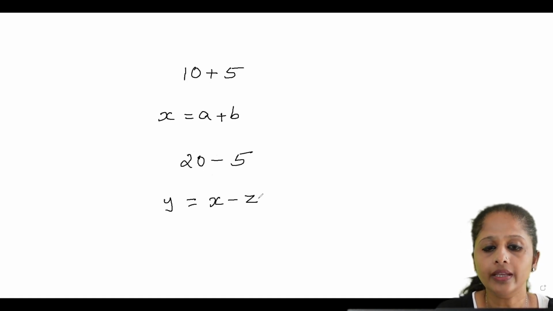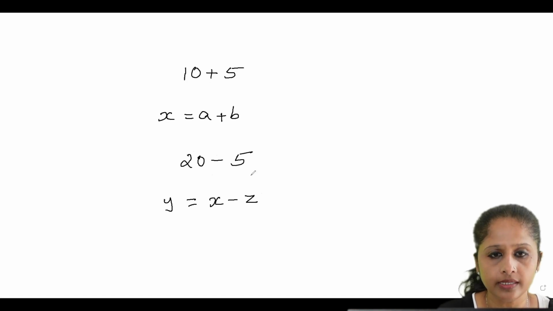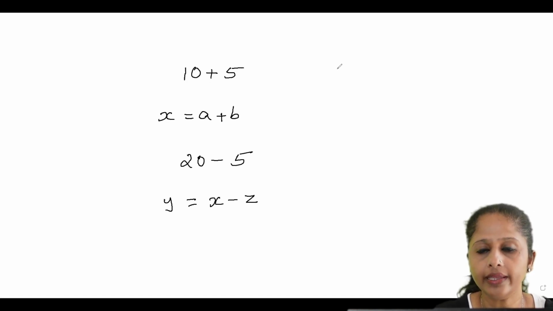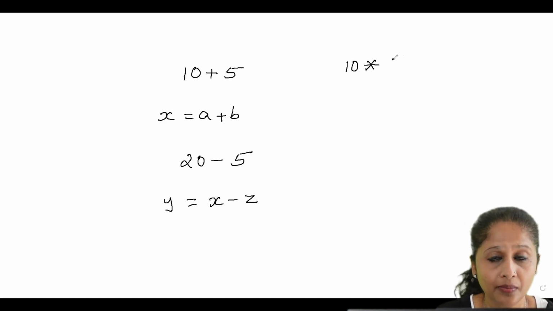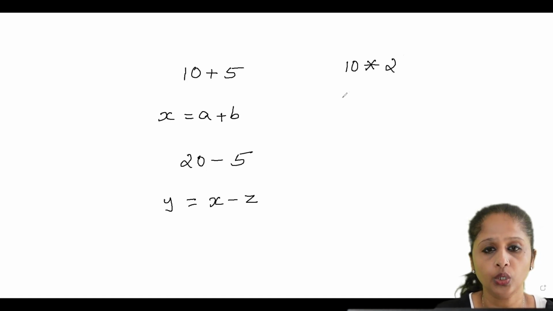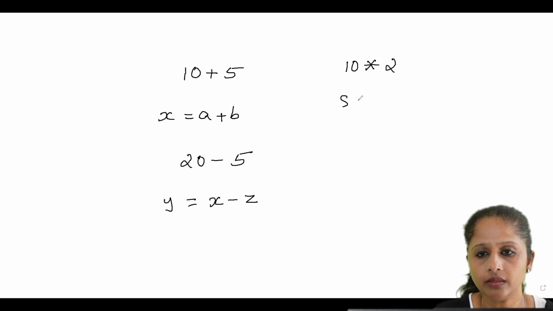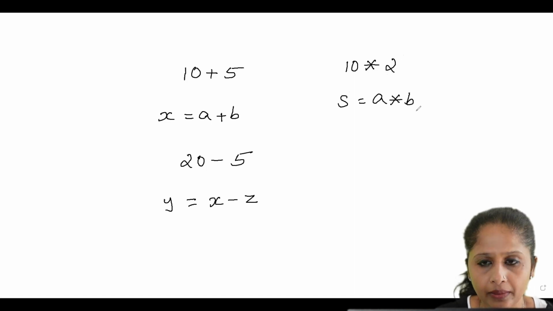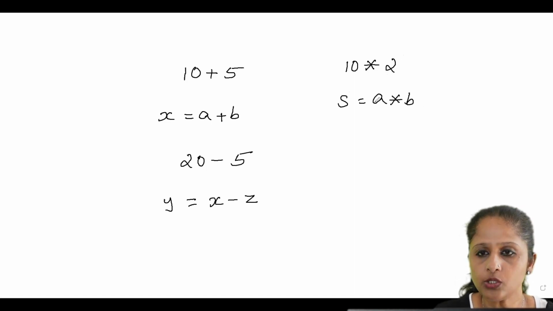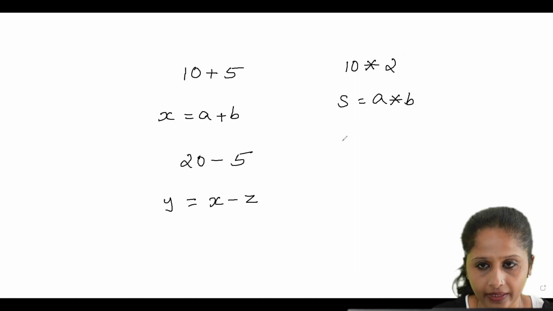So here we are subtracting z from x. That is subtraction. Then for multiplication you can write like 10 into 2, where we use the star symbol. Or you can write s is equal to a into b. So here a is multiplied by b and you will get the result. This way you can use the multiplication symbol.